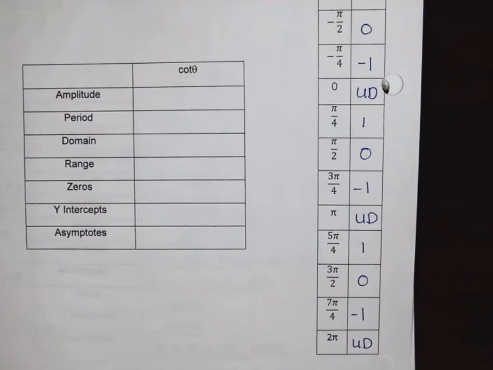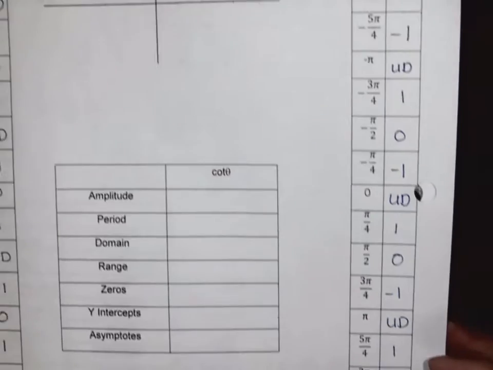The reason why we need way more points in the tangent graph is because of the ones. We need something else other than zeros and undefined. You wouldn't have enough to be able to do it.